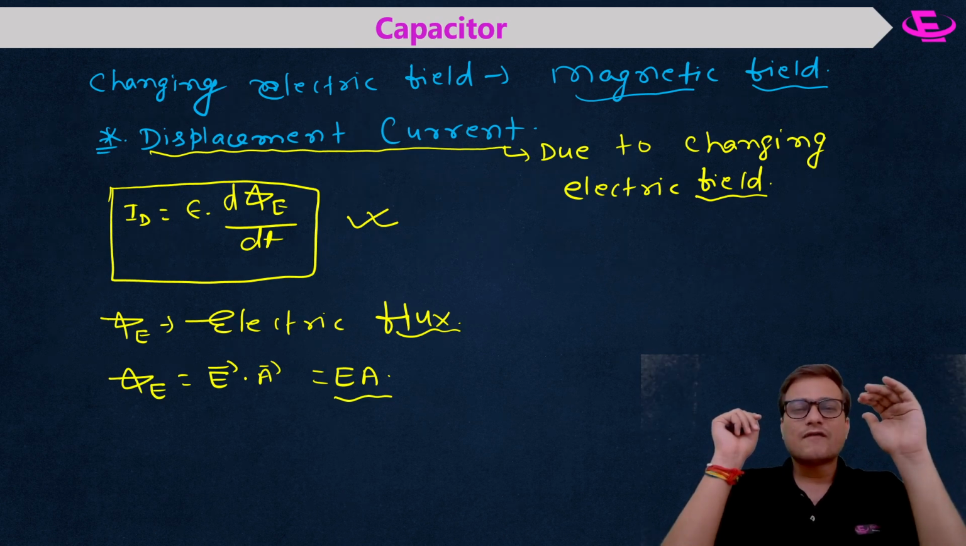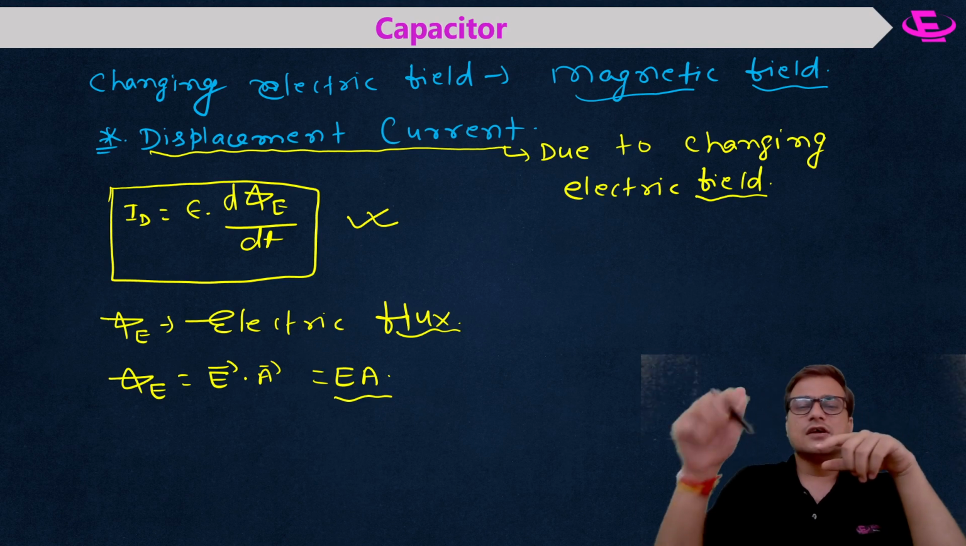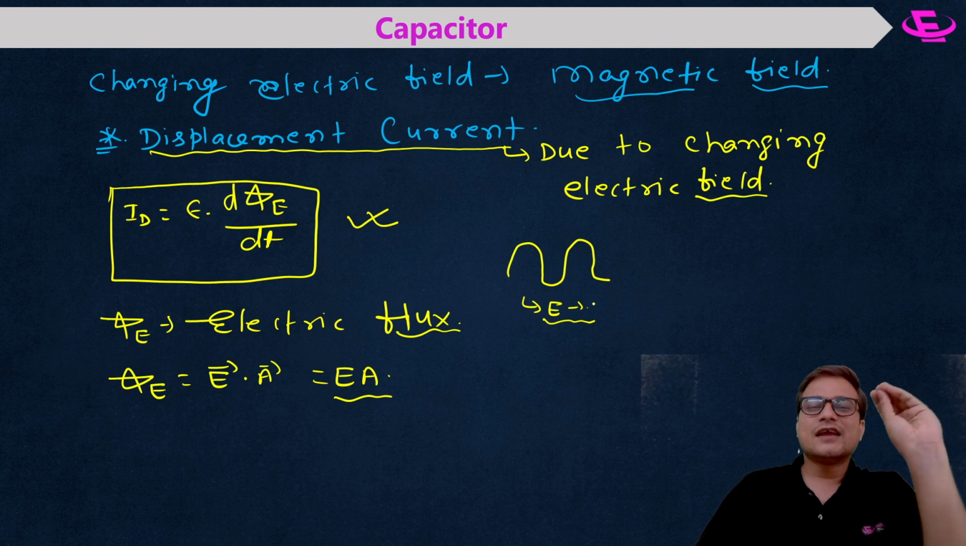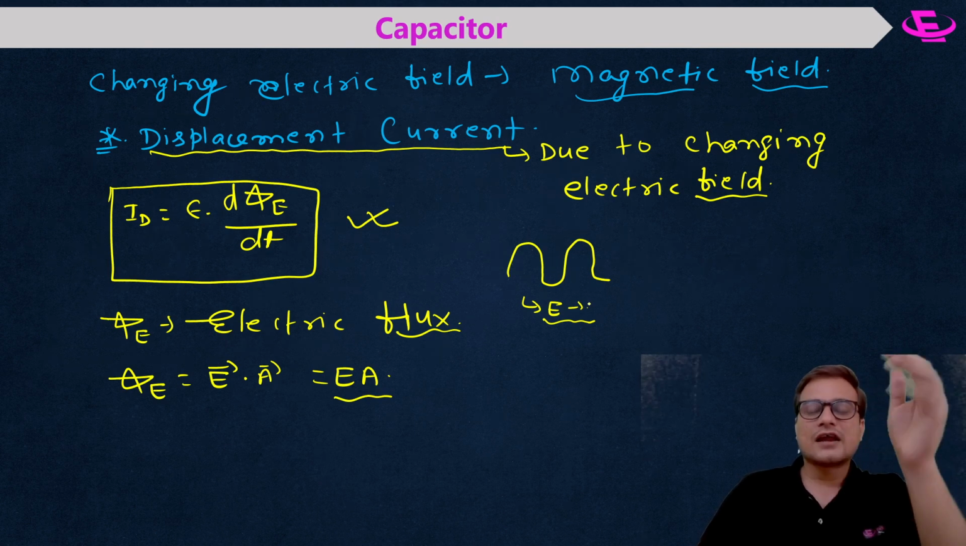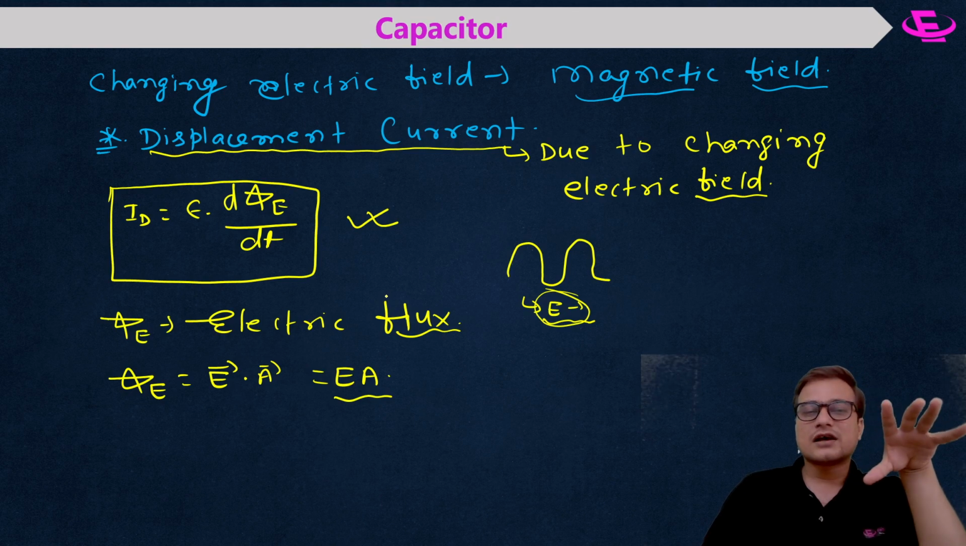Now what happens if you are applying alternating current? In the case of alternating current, the voltage is always changing. If voltage is changing, that means E is changing. If the electric field is changing, then all the time you can see a current through the capacitor, and that current is also conduction current.